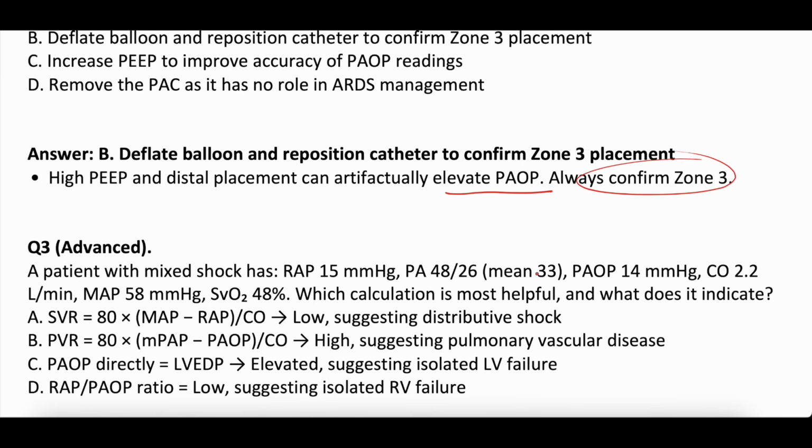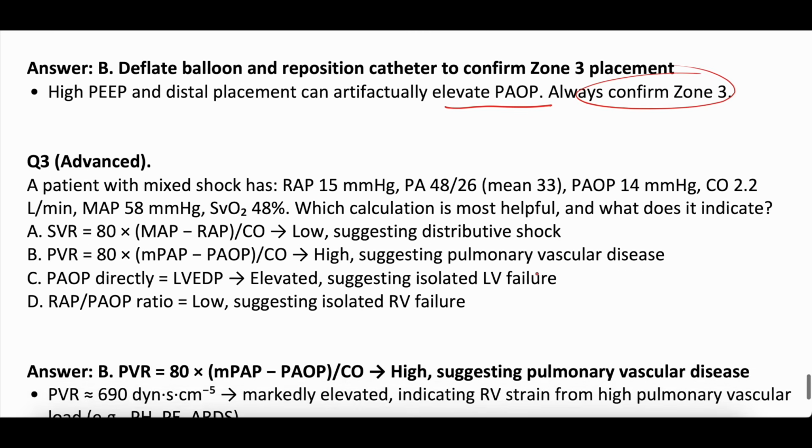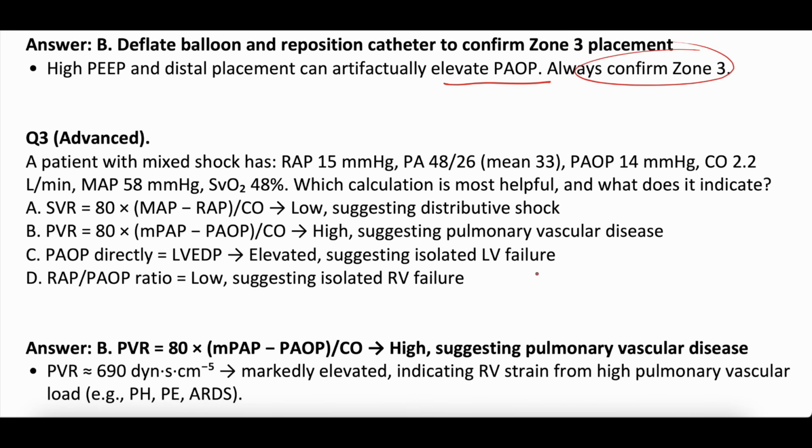All right, this is a tough one. You probably have to do a bunch of math. The correct answer is B. So in this patient, their pulmonary vascular resistance, if you do the math, is quite high. And that suggests pulmonary vascular disease, especially when it's markedly elevated. And this can imply RV strain, especially if the pulmonary capillary wedge pressure is normal. That suggests isolated RV disease.